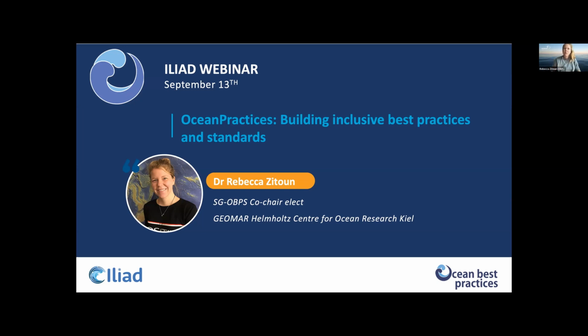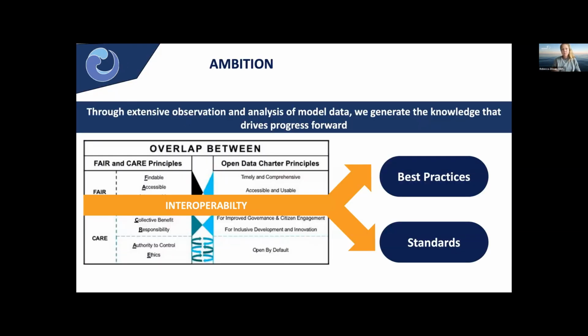So today I will be talking about ocean practices, meaning building inclusive best practices and standards. And we've heard already that the ambition of the Digital Twins project is to really generate knowledge that drives progress forward through really extensive observations and the analysis of model data. And as Jay and the other speakers said earlier, generating this knowledge has to be done by following best practices, it has to be done by following standards, because only then can we ensure and support the interoperability of the data that we produce and collect, right? And of course, the data itself has to follow the FAIR and CARE principles.